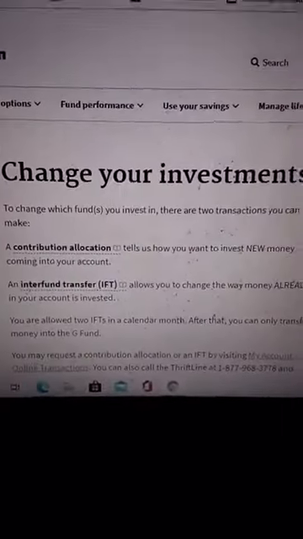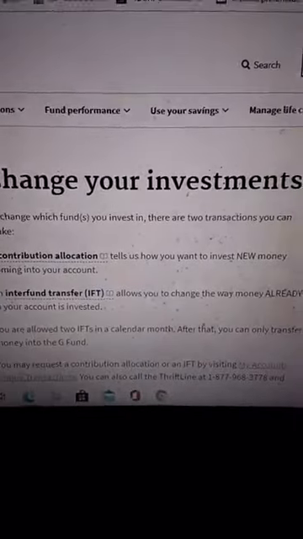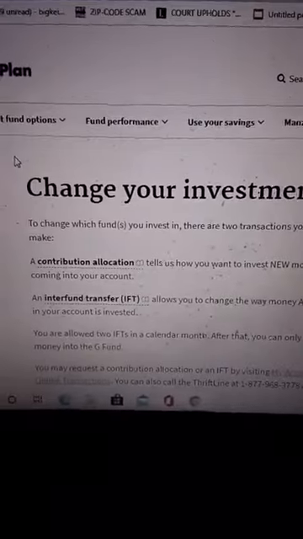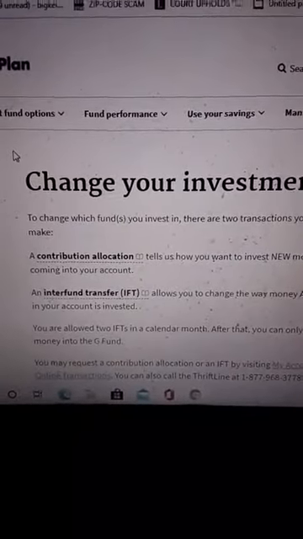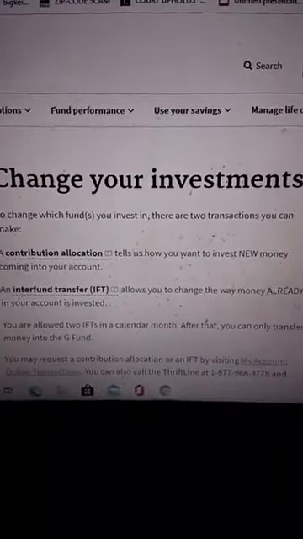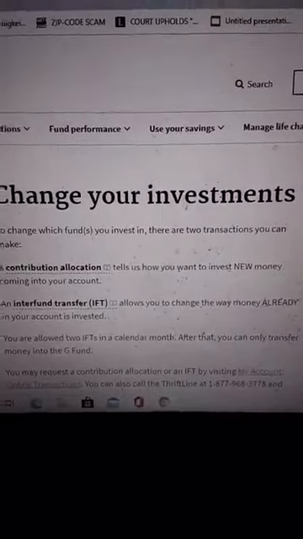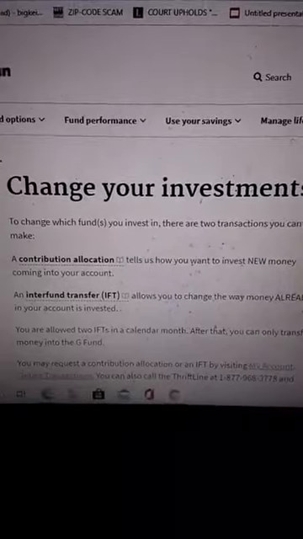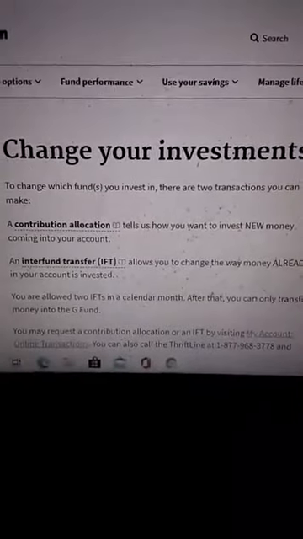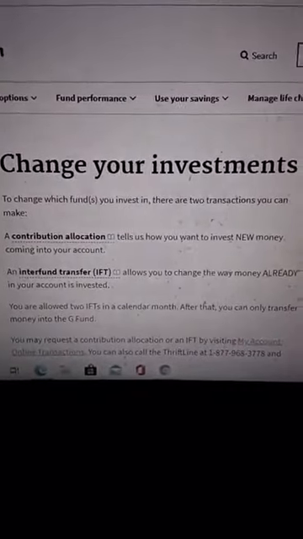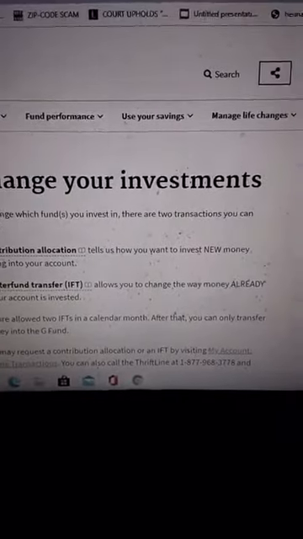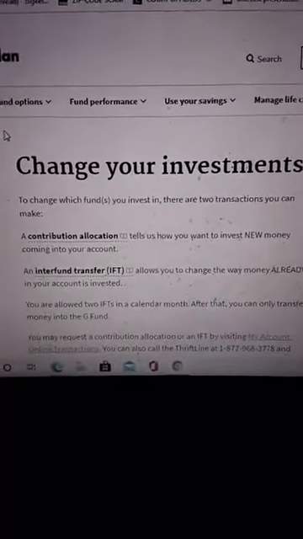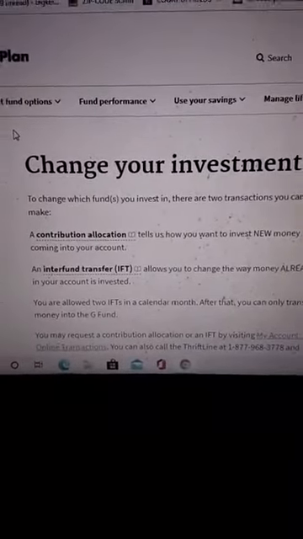To change which funds you invest in, there are two transactions you can make. A contribution allocation. Tell us how you want to invest new money coming into your account. An interfund transfer allows you to change the way money already in your account is invested.